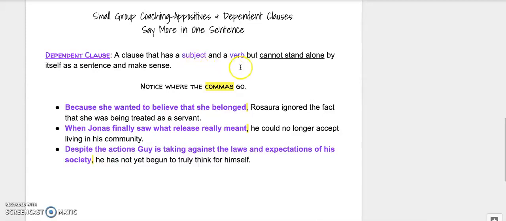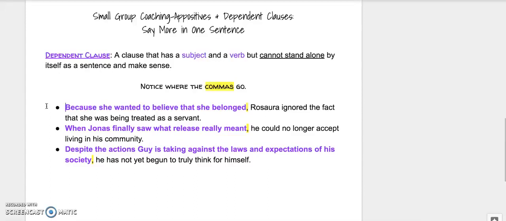The subject is who or what is doing the verb in any sentence or clause. So they have both a verb and they have something or someone doing the verb, but what makes it dependent is that it cannot stand alone by itself as a sentence and make sense. It needs the independent clause to go with it to complete the thought. So let's take a look at three sentences down here. I have put the dependent clause in purple.